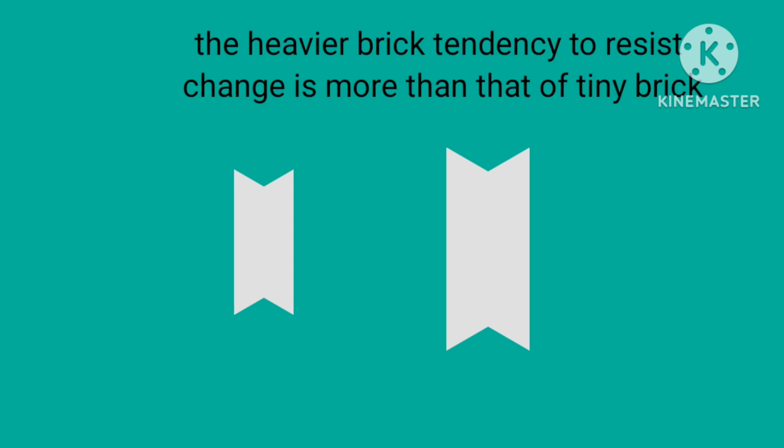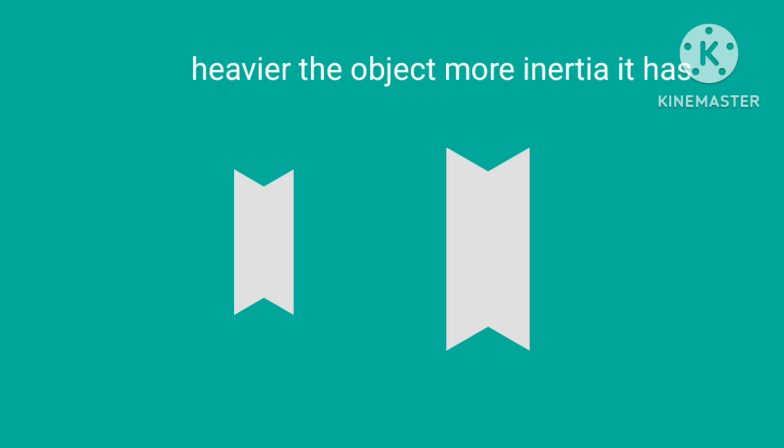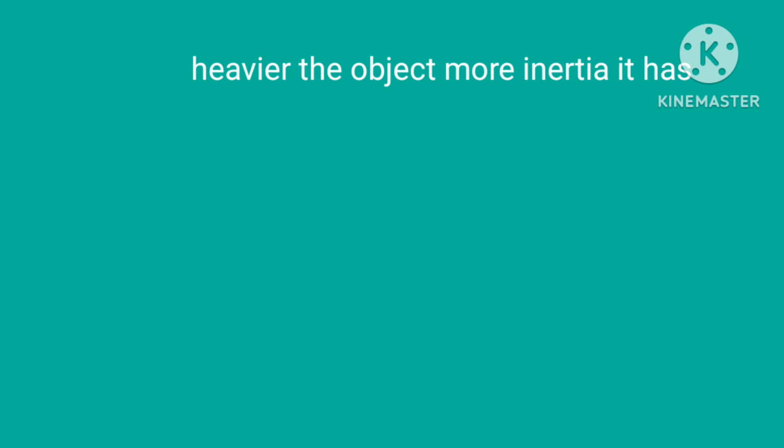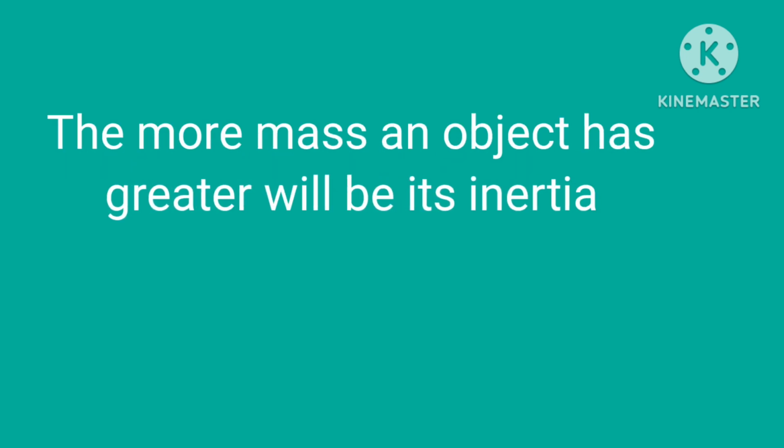But what is the reason behind it? It is because the heavier brick's tendency to resist change in motion is more than that of the tiny brick. The heavier the object, the more is its tendency to resist change in motion. The more mass an object has, the greater will be its inertia. So if we apply equal force to both these bricks, the tiny brick will move further as compared to the larger brick. The heavier brick has more inertia.